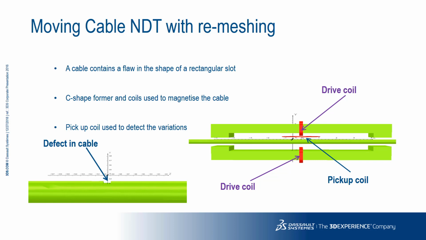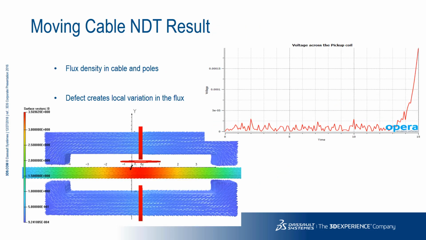To induce the magnetic field, we're using two C-shaped formers with drive coils, and then a third coil acts as a pickup. Because the cable is moving relative to the drive coil and pickup, we'll solve the problem using a transient technique, whereby the cable with the defect is driven between the formers and we generate output at several points in time. In between each of these time steps, as they're called, Opera 3D will automatically remesh the problem to ensure that we retain a quality, undistorted, and hence accurate mesh.